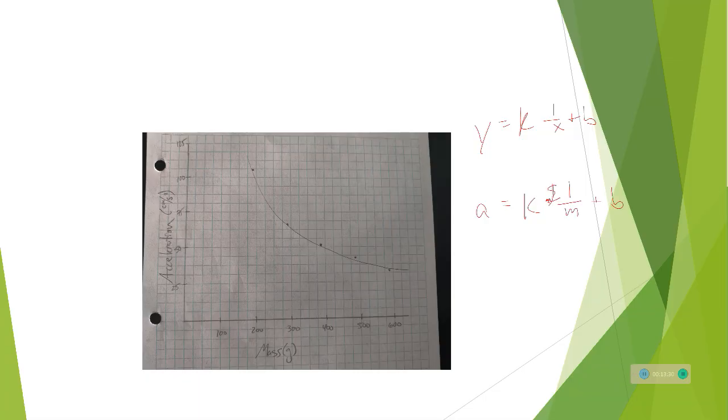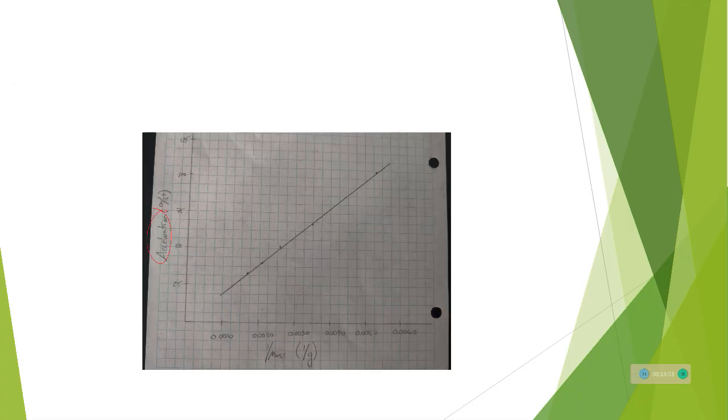Multiplied plus b. Okay. A versus m will always make a hyperbolic shape. So what is to the first power? X is to the negative first, m is to the negative first, but 1 over x is to the first, or 1 over m is to the first. So I'm going to graph, instead of a versus m, a versus 1 over m.